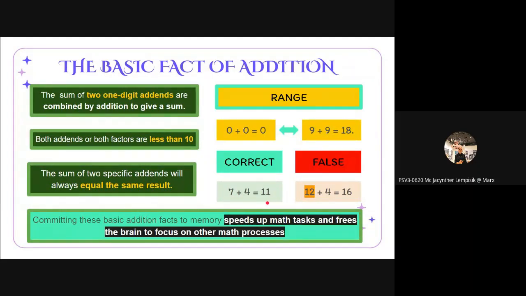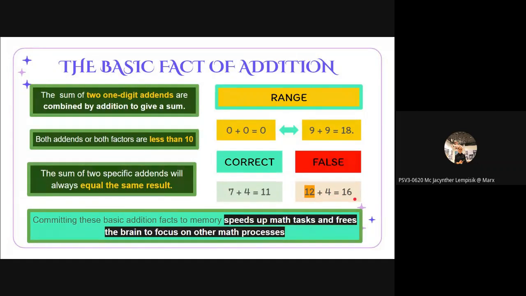So next we're going to see the false equations of the basic fact of addition. Why is it false? Like 12 plus 4 equals 16. Why? Because 12 is a two-digit addend and it is more than 10. So it is wrong in terms of the basic fact of addition.